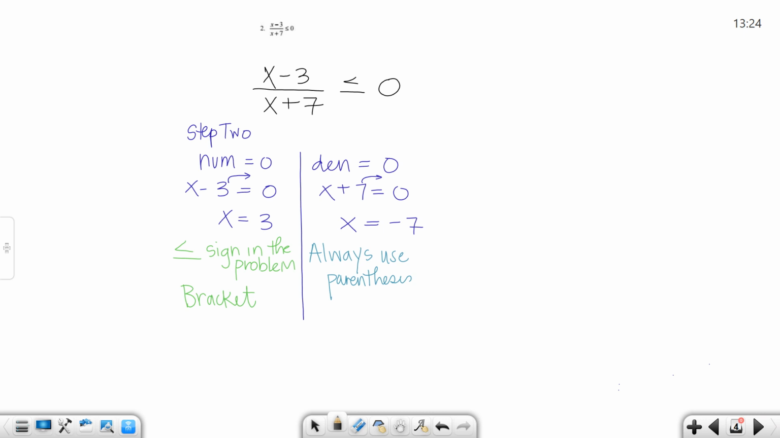So that brings us to step 3. We will put these on the number line. Make sure that you put them in numerical order. So a negative 7 would come to the left of 3 on the number line.